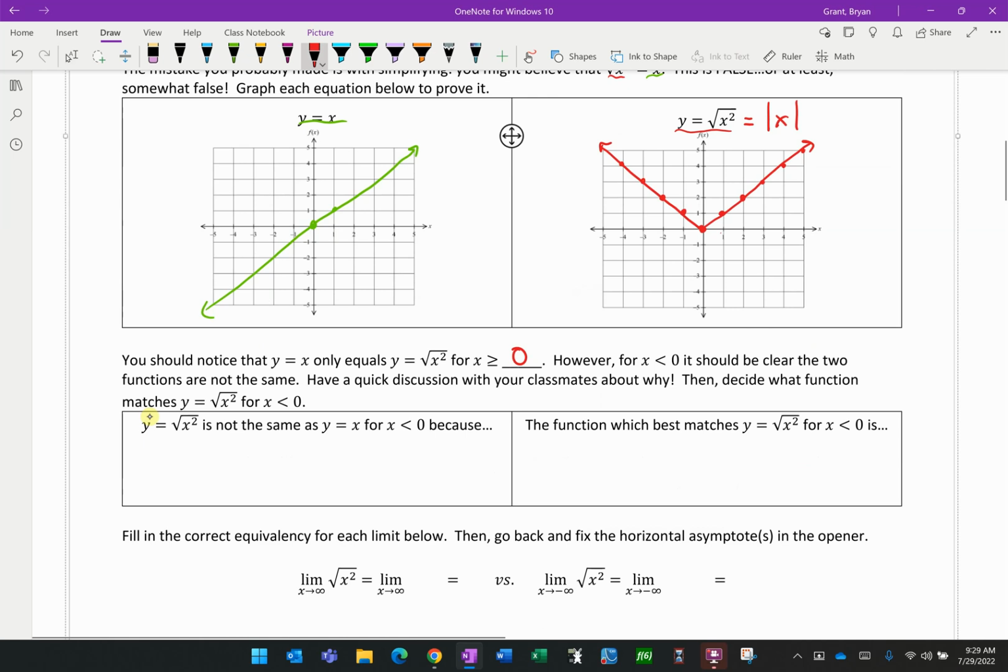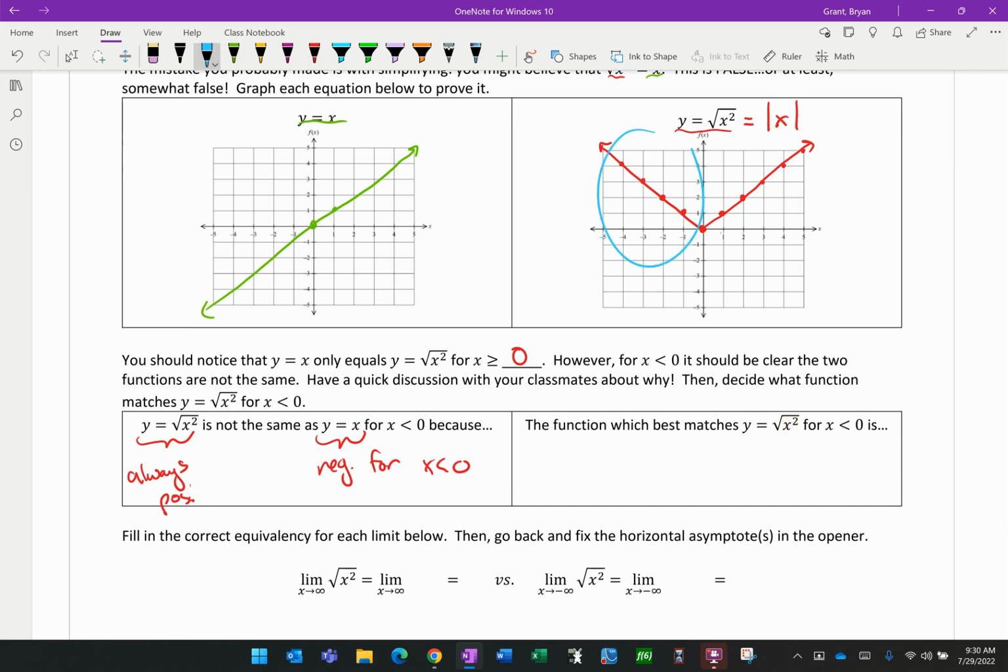So we have two questions to answer. First, y equals the square root of x squared is not the same because this graph is always positive. And we're always positive because you're squaring a number, which is positive, and then taking the positive square root. There's no plus minus that's implied in front. If you have a square root, it's always a positive answer. Versus this guy is going to be negative for x less than 0. So therefore, the function which best matches y equals the square root of x squared just for x less than 0, just this guy over here, what's a really basic function that would match that over there?